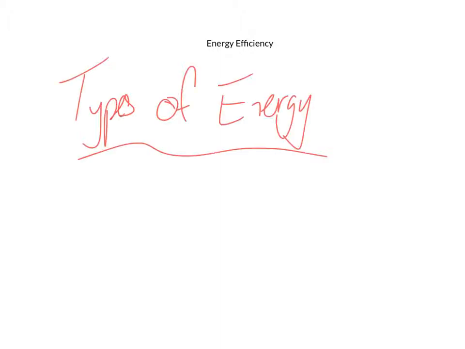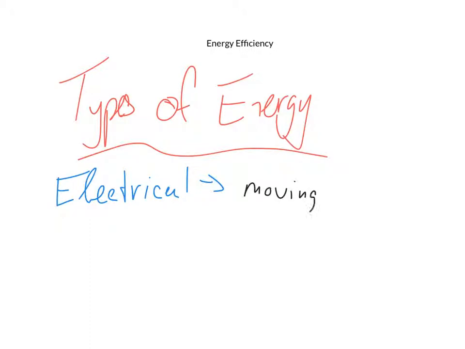Now, when you were reading in your textbooks, you were talking about the different types of energy. Some of the key types that we've already talked about, and one of them is electrical energy, which is basically the energy that you have in moving electrons.